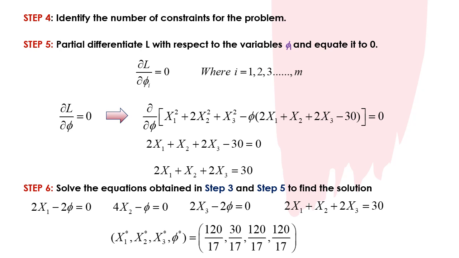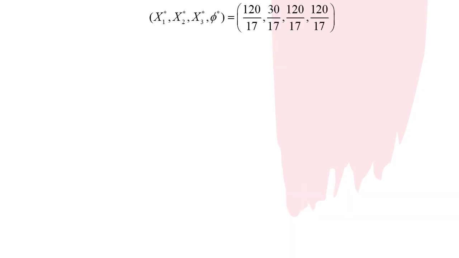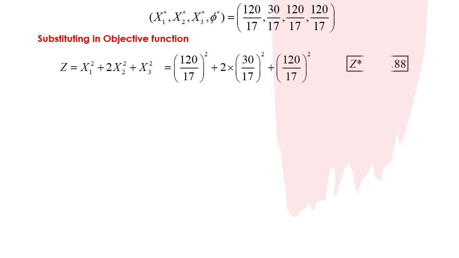So before substituting into the objective function, let us consider it in terms of a ratio, because when you convert it to a decimal, there may be some errors because of the decimal points. To avoid that error, we will go in terms of ratios. We will write only the objective function value in terms of decimal points. Now substituting in my objective function, which is in terms of 120 by 17 and other things, I will get z star, which is equal to 150.88. So this is my answer.